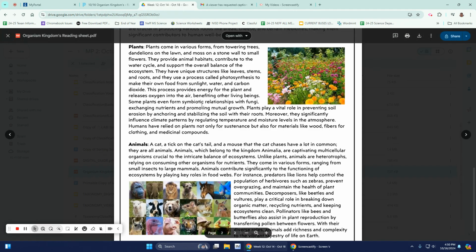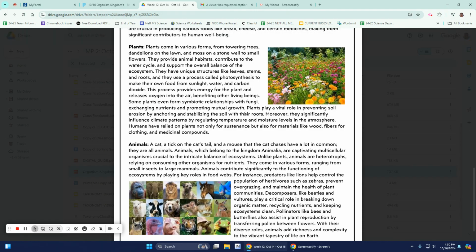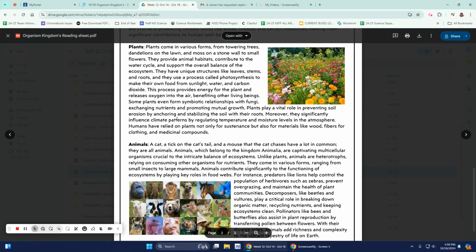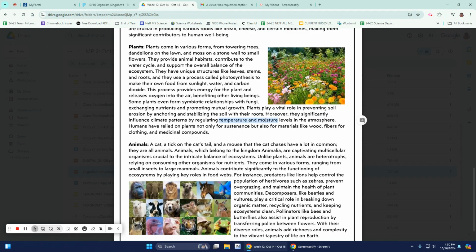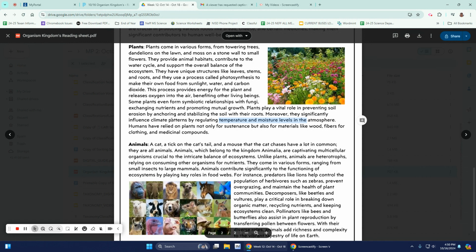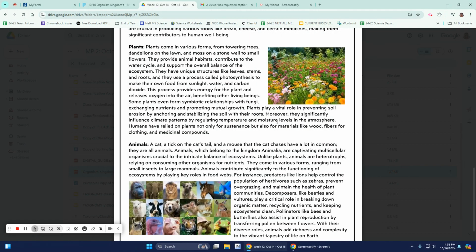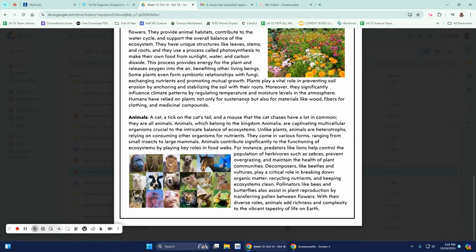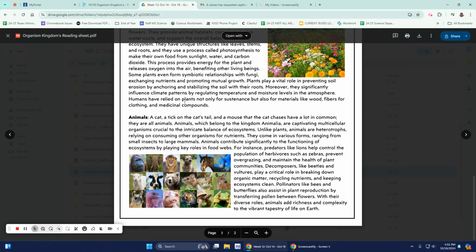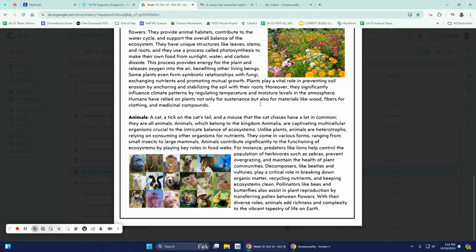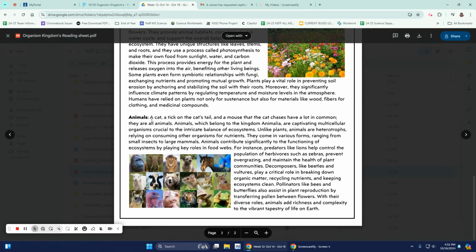Some plants even form symbiotic relationships with fungi, exchanging nutrients and promoting mutual growth. Plants play a vital role in preventing soil erosion by anchoring and stabilizing the soil with their roots. Moreover, they significantly influence climate patterns by regulating temperature and moisture levels in the atmosphere. Humans have relied on plants not only for sustenance, but also for materials like wood, fibers for clothing, and medicinal compounds. So looking at the last kingdom, the animals.